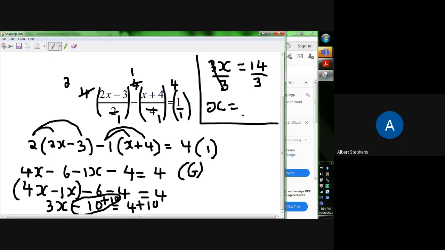Can you tell me what this is as a mixed fraction? I put it to decimal point. I know I love fractions, right? So what is this as a mixed fraction? How many groups of 3 in 14? 4 and 2 over 3. Right. Very good. All right.